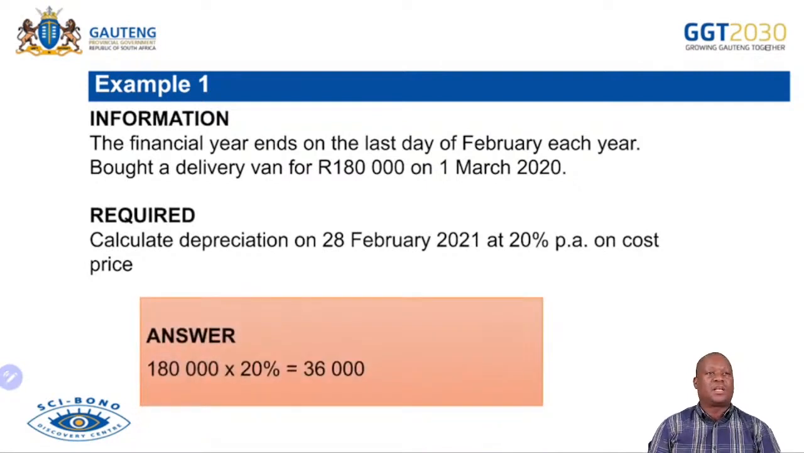Now let's see how we go about the calculation. 180,000 times 20% for 1 year, which can be given as 12 over 12, which results in 1 anyway. And then when we calculate that, it gives us 36,000. So depreciation for this asset is going to be 36,000 for the year starting 1 March, ending 28 February 2021.